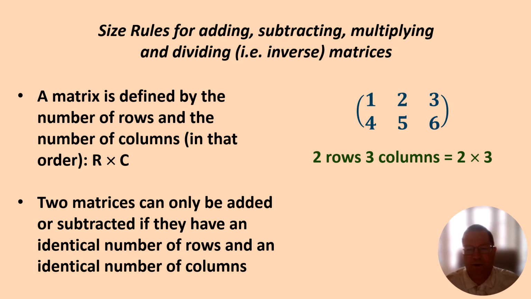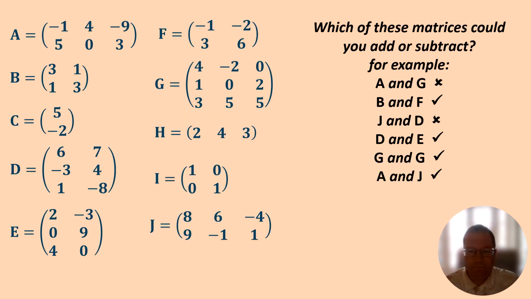In our example, 1, 2, 3, 4, 5, 6, it has 2 rows and 3 columns, so it's a 2 by 3 matrix. And two matrices can only be added or subtracted if they have exactly the same number of rows and exactly the same number of columns. So let's just have a look at some examples.